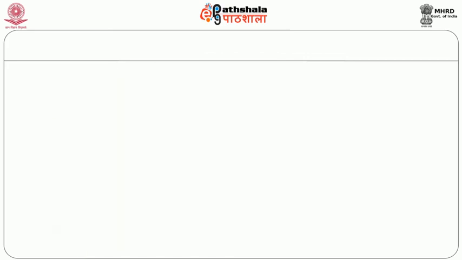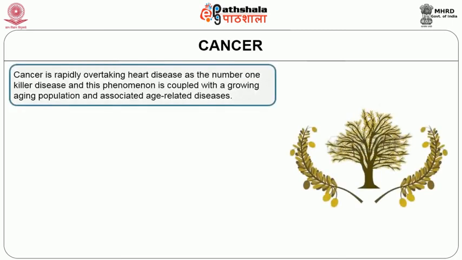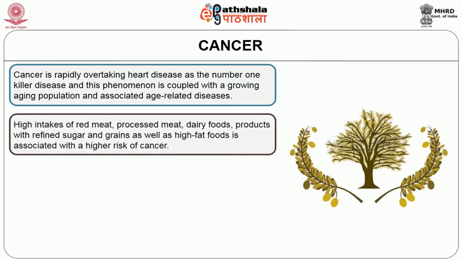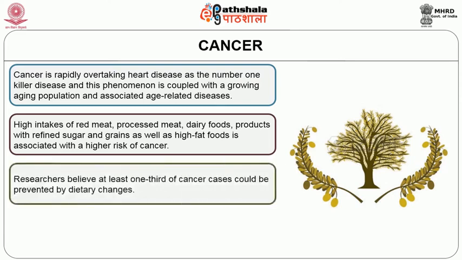Now, looking into olive oil as an anti-cancerous agent. Cancer is rapidly overtaking heart disease as the number one killer, and this phenomenon is coupled with a growing aging population and associated age-related diseases. High intakes of red meat, processed meat, dairy foods, products with refined sugar and grains, as well as high fat foods is associated with a higher risk of cancer. Researchers believe at least 1/3 of cancer cases could be prevented by dietary changes.